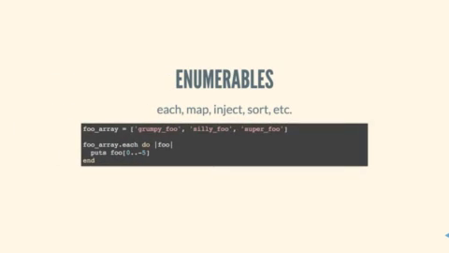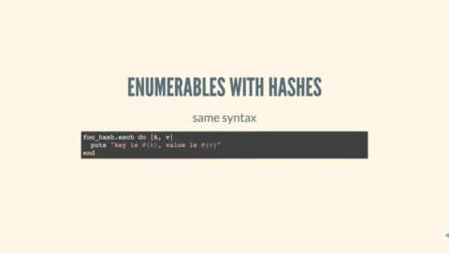Actually, back to here though, map, inject, sort, there are like 30 or 40 of these enumerable methods. So learning that is probably one of the most important things to do if you want to learn Ruby, is just learning all the ways that you can iterate. You can do the same thing with hashes. Inside the pipes, you pass how you want to reference the keys and how you want to reference the values. So other than that, it's the same.